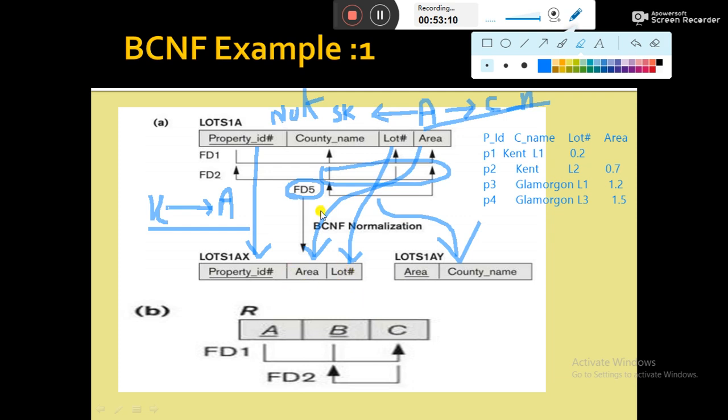So after decomposing Lots1A, we get two subrelations, Lots1AX and Lots1AY, and these two are the subrelations after decomposing to BCNF, and these are in BCNF. So that is how we can convert a relation which is in 3NF into BCNF if it is not in BCNF.